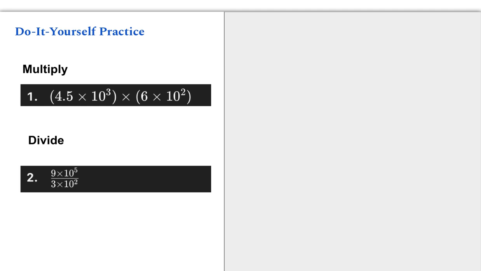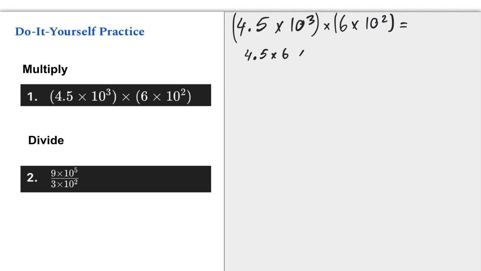Welcome back. Here we have 4.5 times 10 to the 3rd power multiplied by 6 times 10 to the 2nd power. Okay, so our first step, as you remember, we're going to multiply the coefficients, 4.5 times 6, and add the exponents, 3 plus 2. 4.5 times 6 equals 27, and then times 10, 3 plus 2 equals 5, to the 5th power.